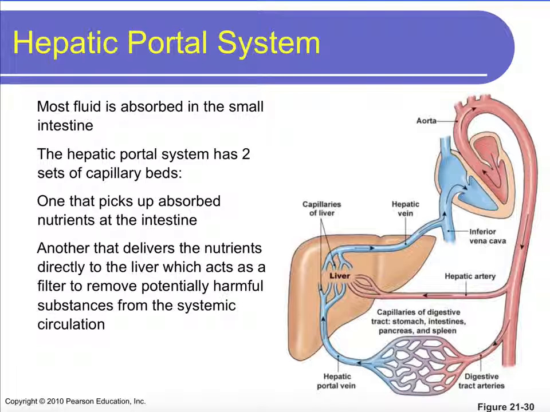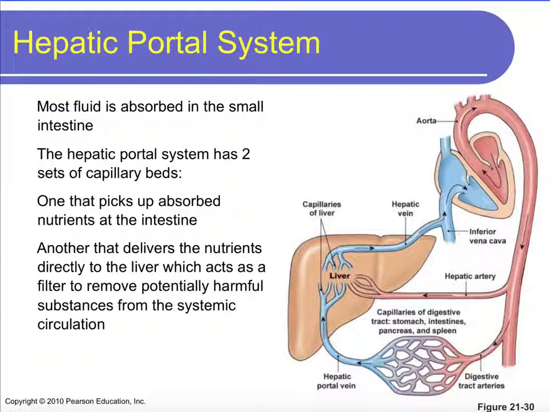And the hepatic portal system is our third portal system. So we talked about the hypothalamic hypophyseal portal system which connects the hypothalamus to the anterior pituitary. We talked about the renal portal system, which connects our glomerulus capillary to the peritubular capillary in the nephrons. And then we have our hepatic portal system. And the hepatic portal system connects the capillaries in the GI tract to the capillaries in the liver.